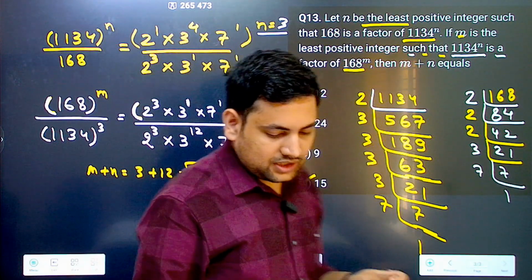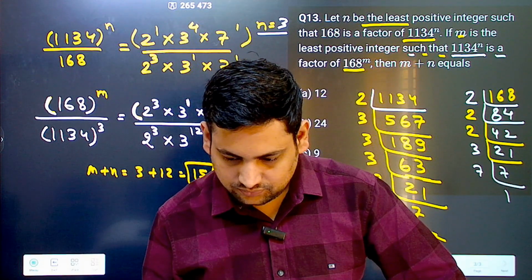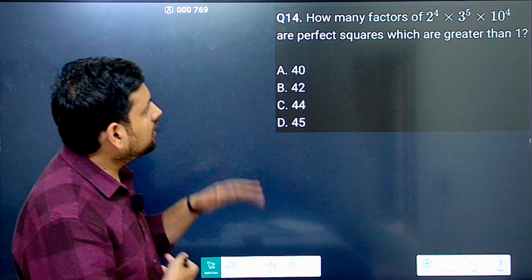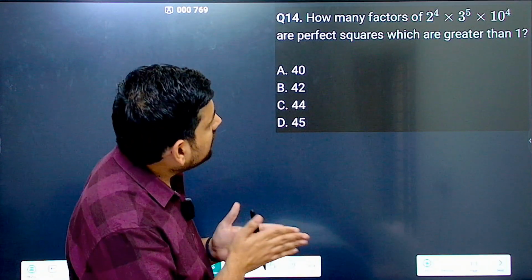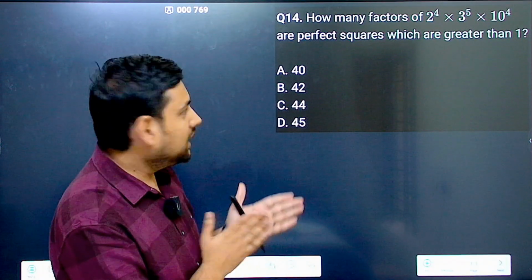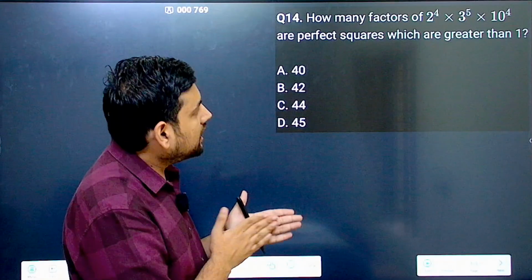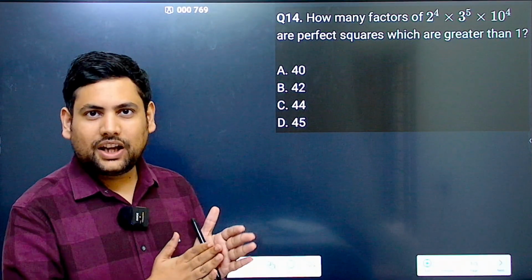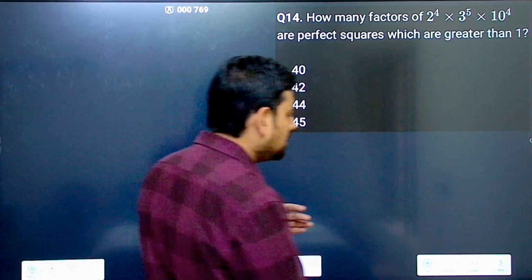Okay, so this is it. Thank you. Let's continue. This is question 14. It says, how many factors of this number are perfect squares which are greater than 1? Now, we have seen questions like these.